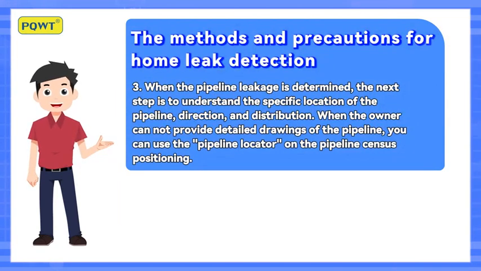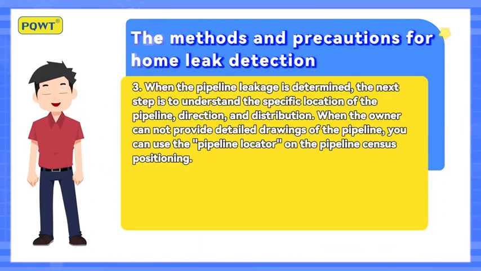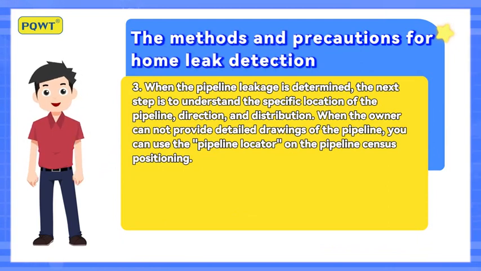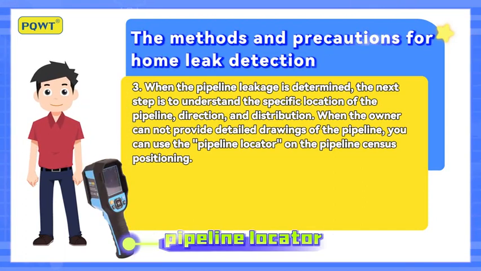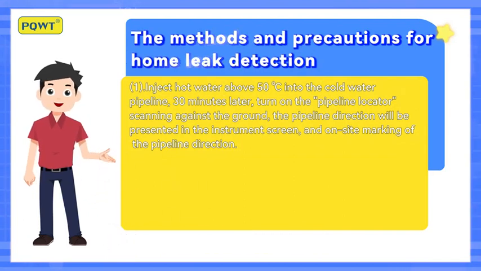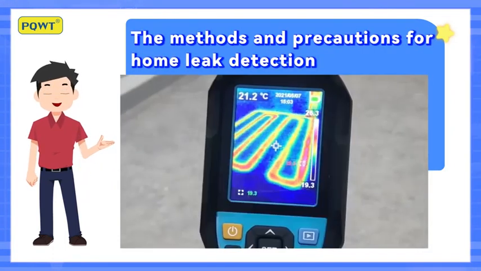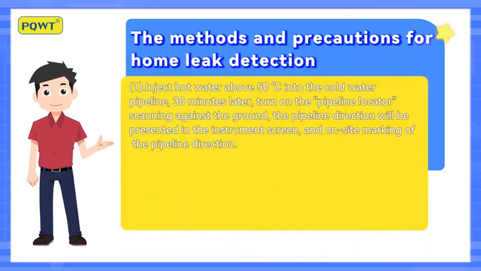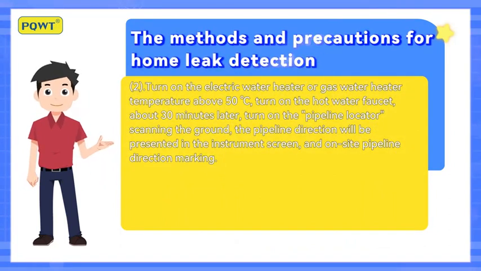3. When the pipeline leakage is determined, the next step is to understand the specific location, direction, and distribution of the pipeline. When the owner cannot provide detailed drawings of the pipeline, you can use the pipeline locator. 1. Inject hot water above 50 degrees centigrade into the cold water pipeline. 30 minutes later, turn on the pipeline locator. Scan along the ground, and the pipeline direction will be presented on the instrument screen; mark the pipeline direction on site.